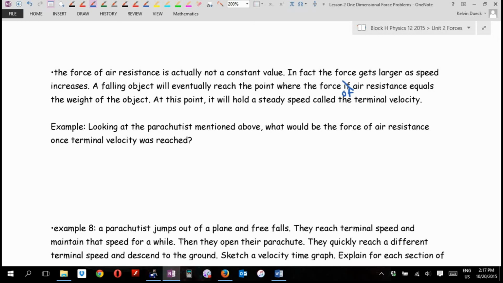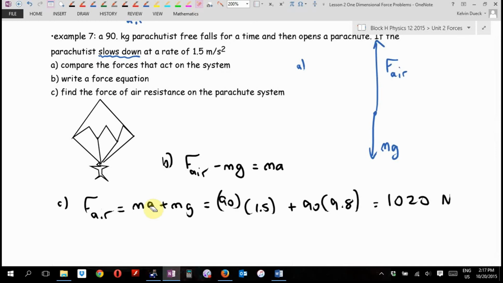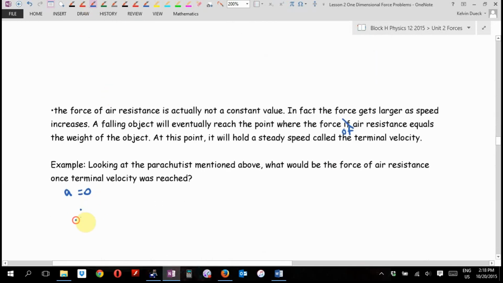Looking at the parachutist mentioned above, what would the force of air resistance be once terminal velocity was reached? Well, once you reach terminal velocity, you're not accelerating, right? So look at this equation. If a is 0, what does air resistance end up equaling? mg. Because m times 0, if a is 0, just leaves you with the mg dropping down.